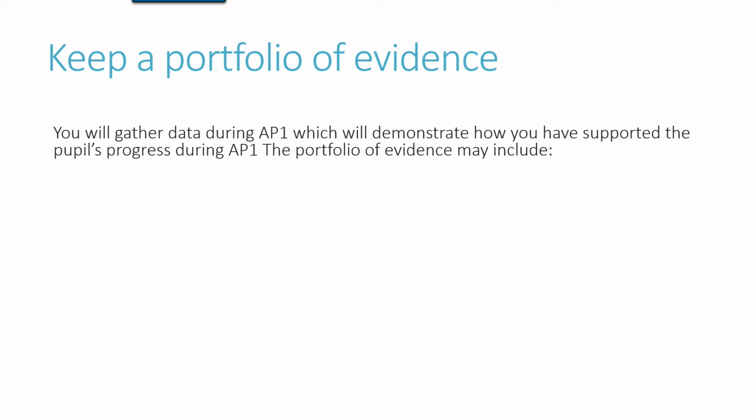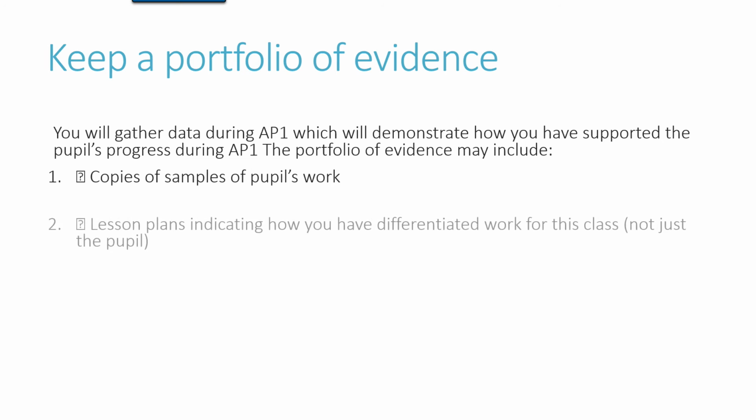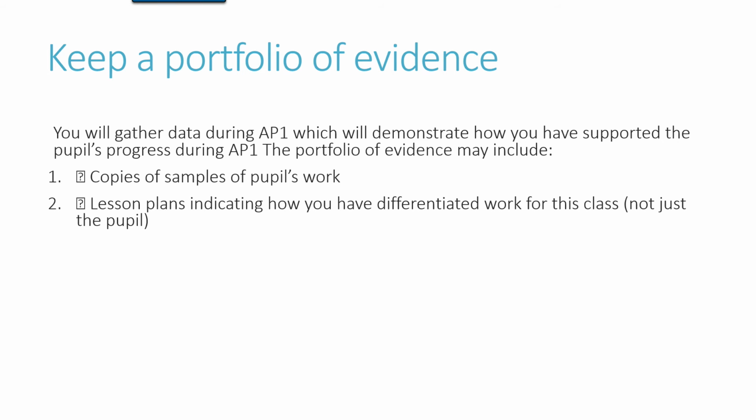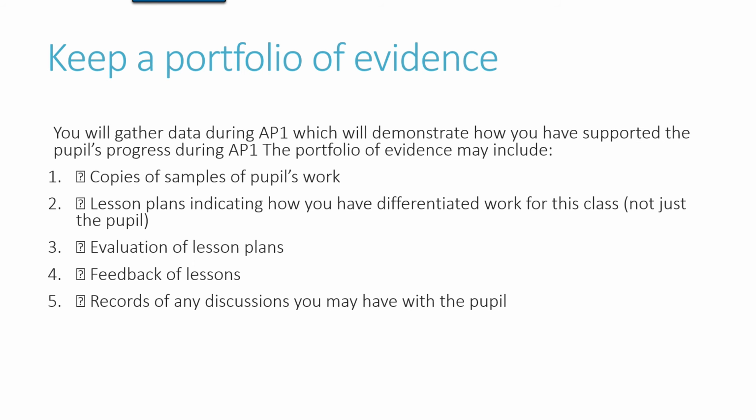You'll gather data during AP1 which will demonstrate how you supported the pupil's progress during AP1. The portfolio of evidence may include copies of samples of pupils' work, lesson plans indicating you have differentiated the work for this class, not just the pupil, evaluation of lesson plans, feedback from lessons, and records of any discussions you may have with the pupil. Feedback from other professionals such as other teachers or SEN teachers, SEND teachers, if I am to say it correctly.